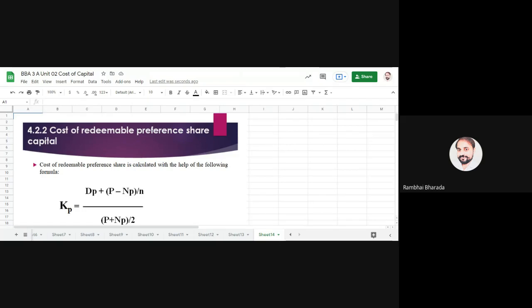Those types of preference shares which are issued by the company for a particular time period. It may be for 5 years, 10 years, 15 years, 20 years, and after completing that period, the company itself redeems or buys back that particular share from the market. So the preference shares that are issued for a limited period are called redeemable preference shares.